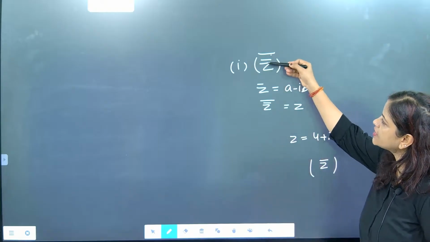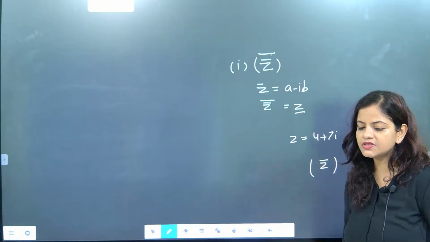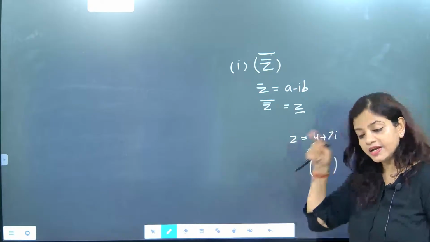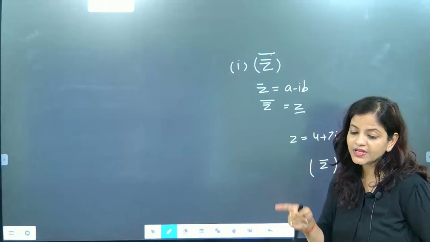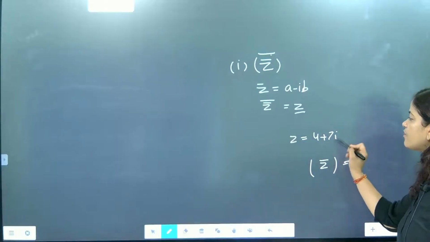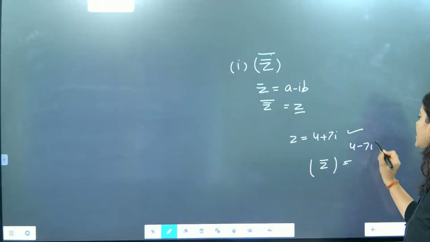So Z conjugate 2 times means Z itself is coming. 4 times means Z itself will come. 6 times means Z itself will come. 10 times means Z itself will come. Then 9 times means minus will get converted into plus. So 9 times conjugate of any complex number will become 4 minus 7i.